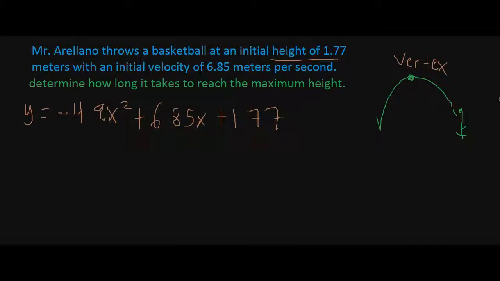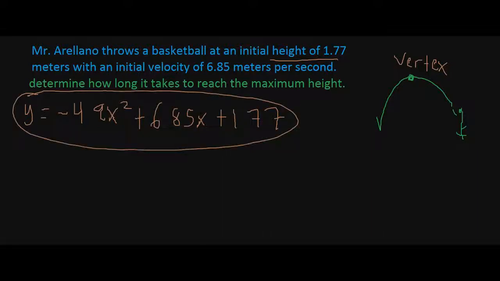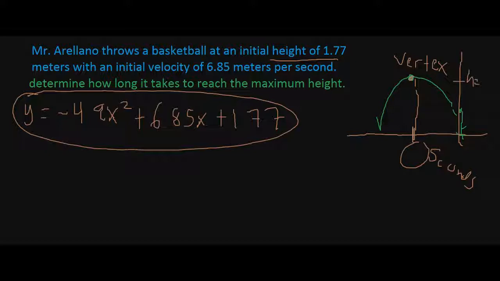Now that we have our general form equation, what can we do to change this into vertex form? We want to determine the highest point it reaches. Let's graph this here. We want to determine this: the seconds it takes to reach this point here, which is going to be the height on our y-axis. That's what we're trying to determine.